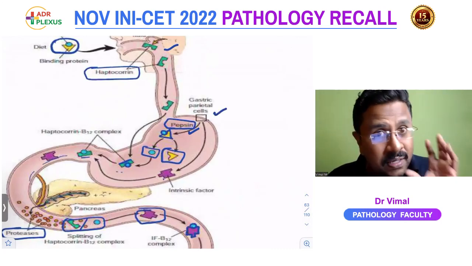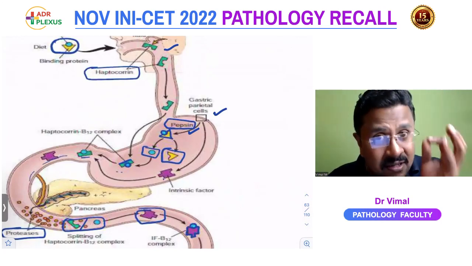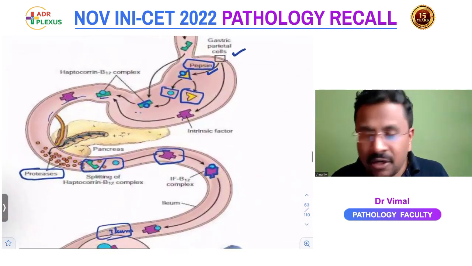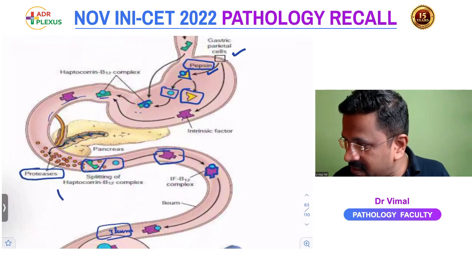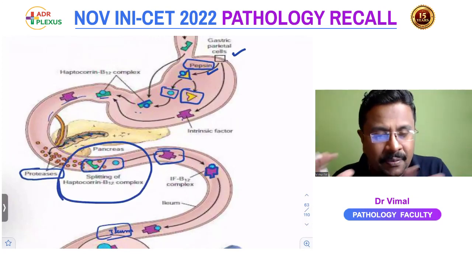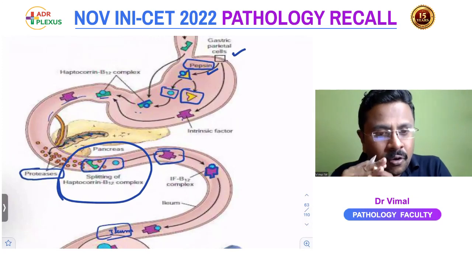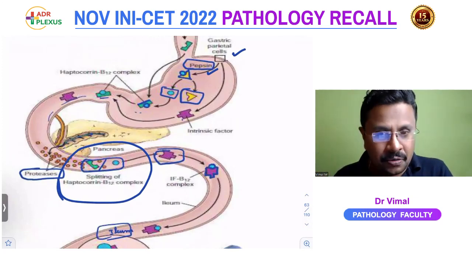So the stomach is very important because the parietal cells, which produce the intrinsic factor, are also there in the stomach. And what happens in the duodenum? If you can see the duodenum, with the help of the pancreatic enzymes there will be splitting of the haptocorin, that is the binding protein which is produced in the salivary gland, no. So that haptocorin and B12 complex will be split. That splitting happens at the duodenum.